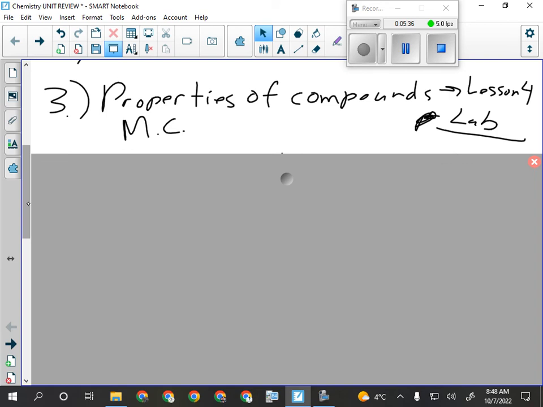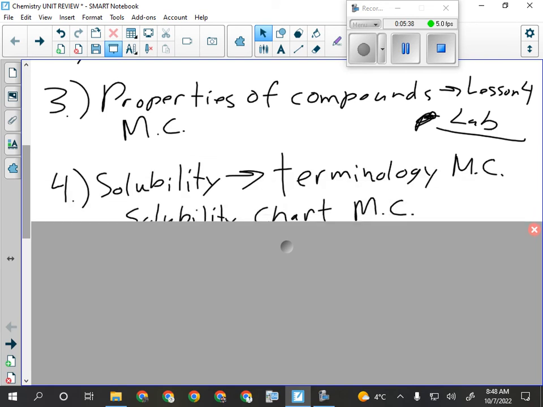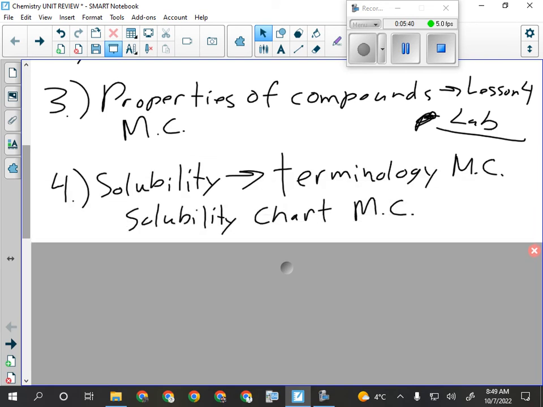And that's all multiple choice. Solubility: there's terminology about solubility in the multiple choice. You know, solute, solvent, precipitate. And the use of your solubility chart.